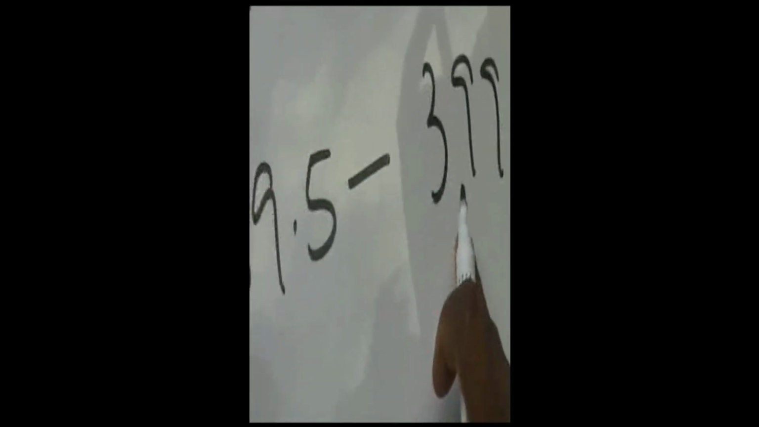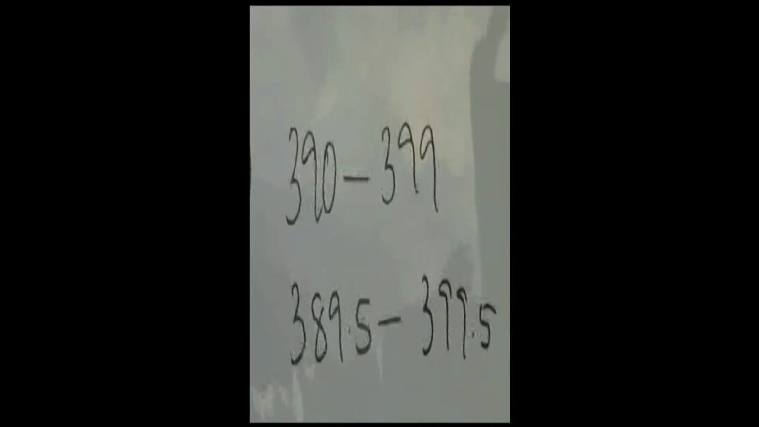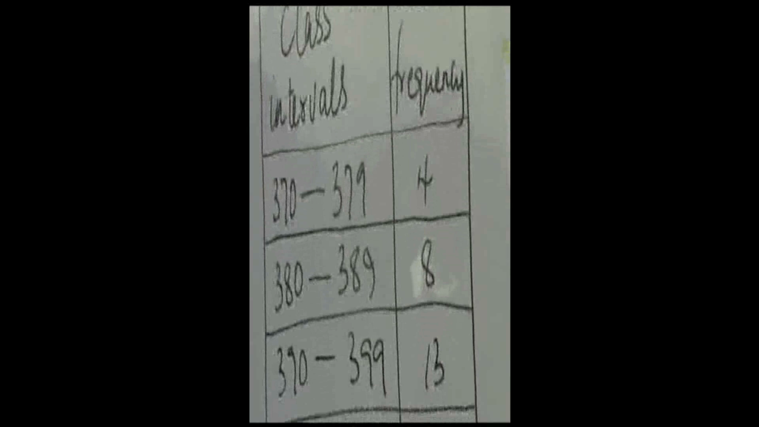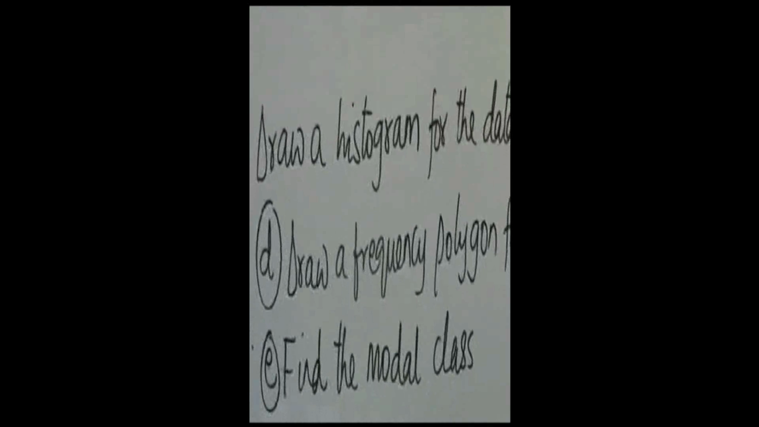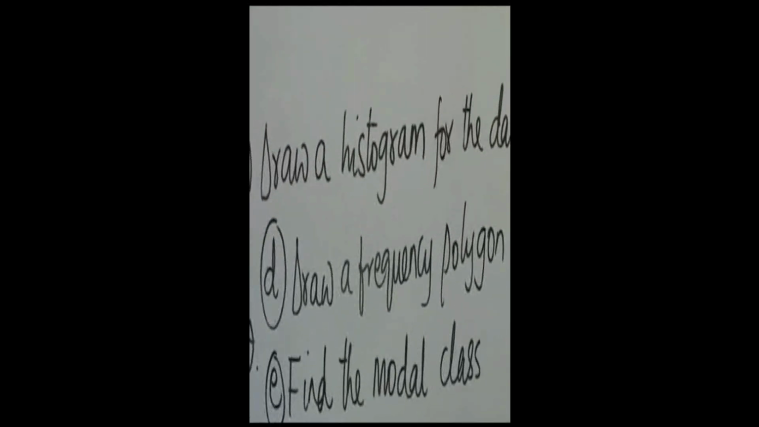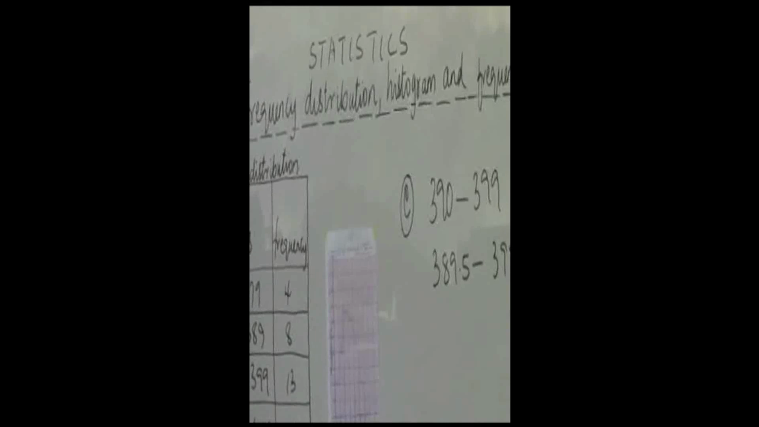You got this from the histogram of your graph paper, whereas you got the first one on top from your frequency distribution or frequency table. Both of them mean the same class interval, and that is the modal class that the question has asked on question number E. And that has brought us to the end of this question on our frequency distribution, histogram, and frequency polygon.